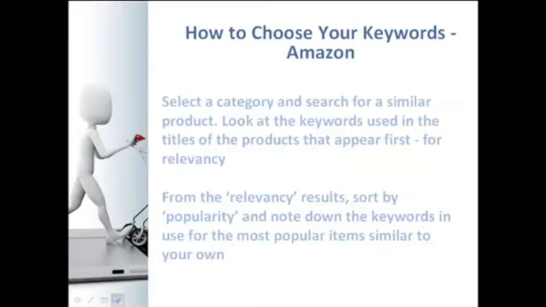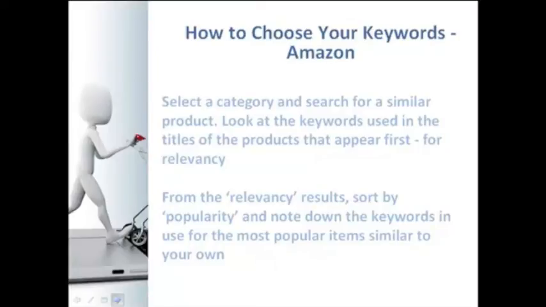Over on Amazon, it's a kind of similar method that you would use to pick your keywords. Again, you would select a category and search for a similar product. You need to look at the keywords used in the titles of the products that appear first within the list that will come up, because those are the products that Amazon deems relevant to your keyword search on Amazon. So they will come up in a list.